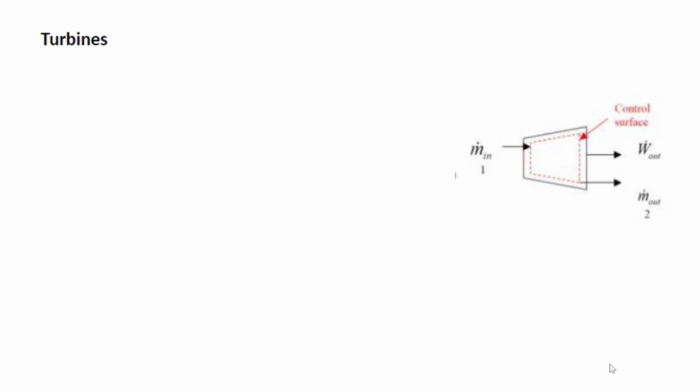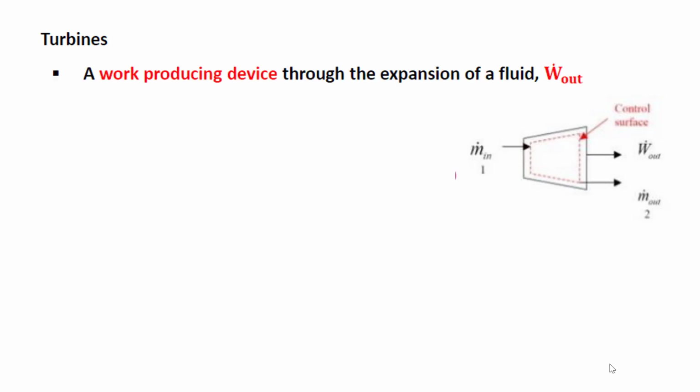Next, we'll be looking at turbine. Turbine is a device that produces work by expanding fluid flow through its chamber. The work produced is known as work out, or W out for short. This device has only one entrance and one exit. Since it is an SFEE device, the mass flow rate is also conserved throughout the process.